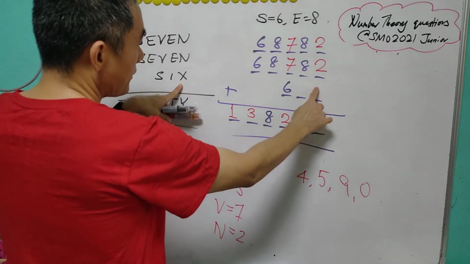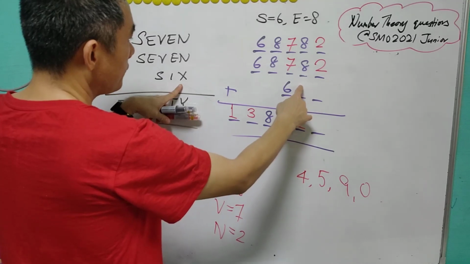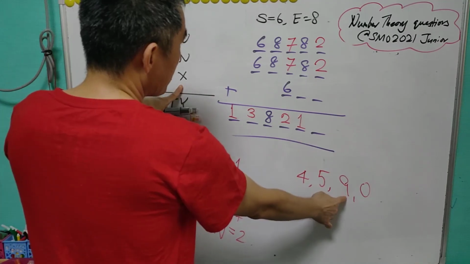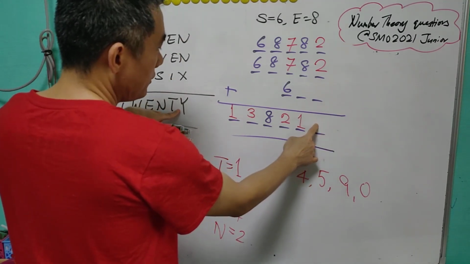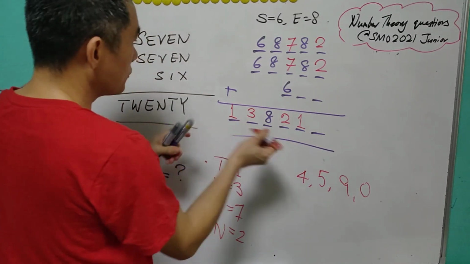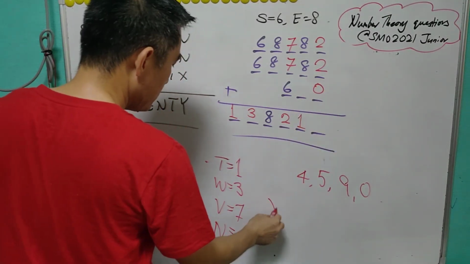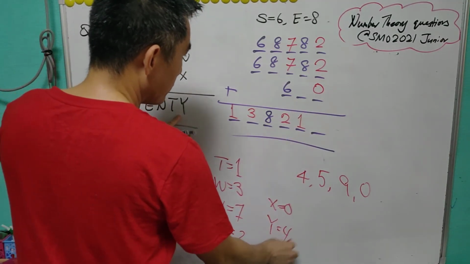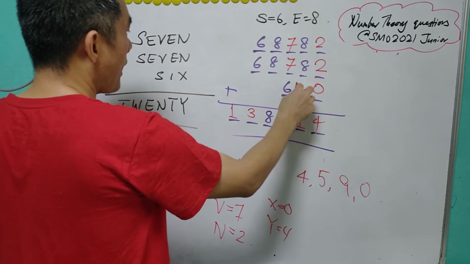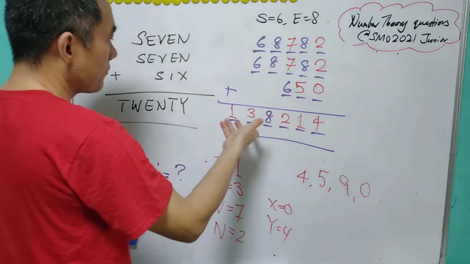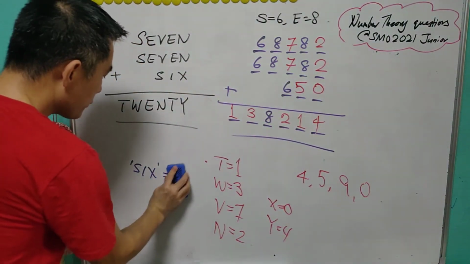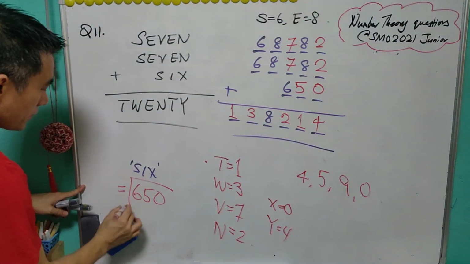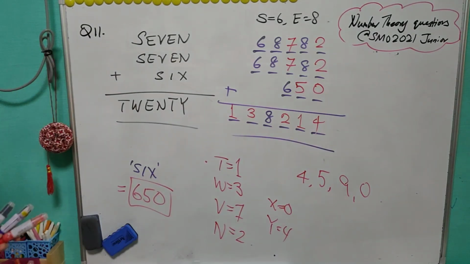If x equals 5, then this will be equal to 9. There's no valid value for I. So x cannot be equal to 5 as well. x cannot be equal to 9, otherwise y will be equal to 3. And therefore x can be equal to 0. x is equal to 0, and therefore y has to be equal to 4. Now I has to be equal to 5, and this is a valid possible sum. So to answer this question, the 6 that we have is equal to 650. So 650 is the answer for question 11.